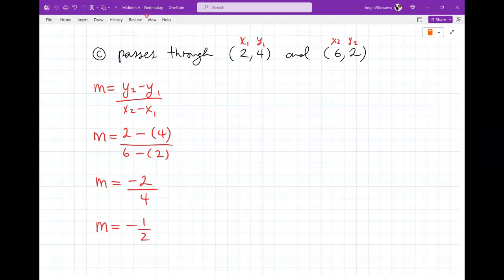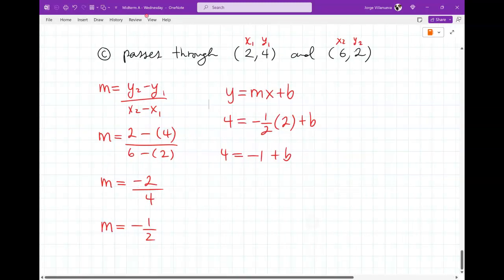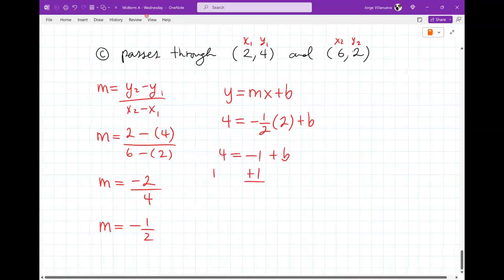So remember, I'm going to use y equals mx plus b. I'll just use the first point just because it's the first one. It doesn't really matter. So y is 4, equal to slope, that's negative half, times x, that's 2, plus b. We're almost done here. 4 is equal to negative 1 plus b. Half times 2 is 1, so it's negative 1. Add 1 to both sides. So 5 is equal to b.